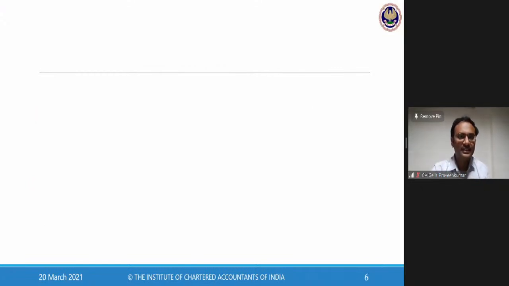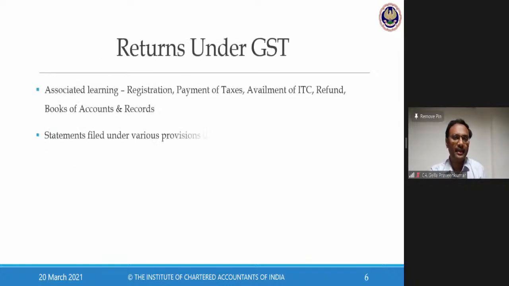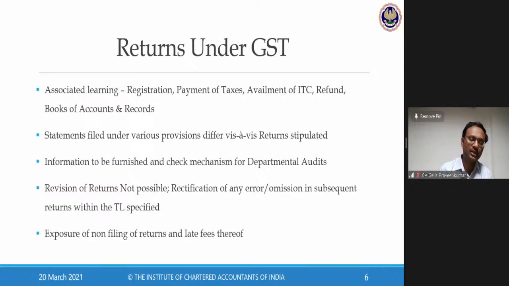So friends, this is something which I thought I'll update you on anti-profiteering. Now let's come back to our topic of today called returns under GST law.